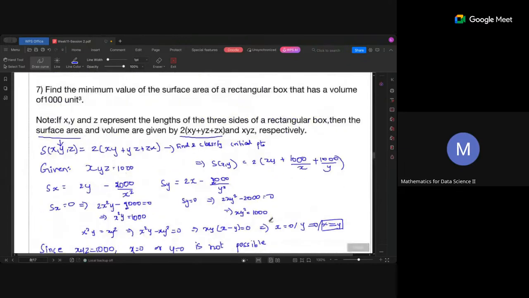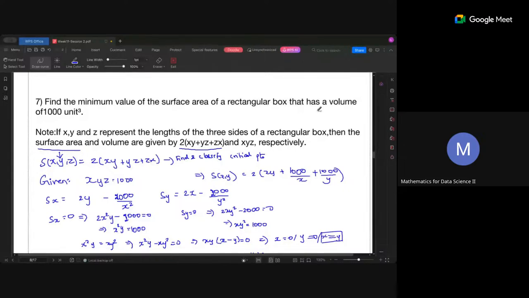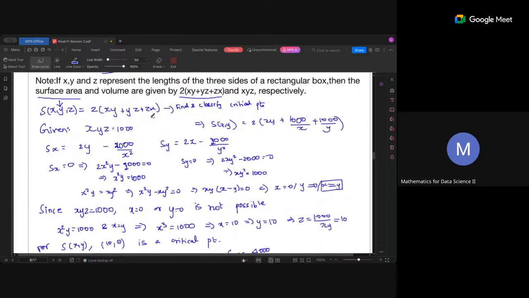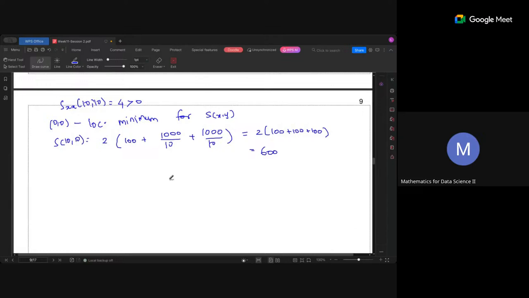600. So the minimum value of the surface area of this rectangular box, which has a volume of 1000 unit cube, is 600 unit squared. Okay, so this is the answer. Is that clear? Yes, ma'am. How did we get the answer? Instead of considering it as a function of three variables, using the given information we reduced it to a function of two variables to simplify our process. That's all. Okay.